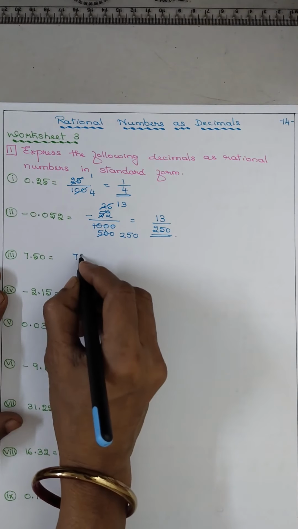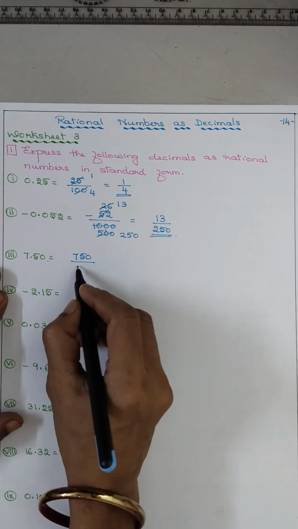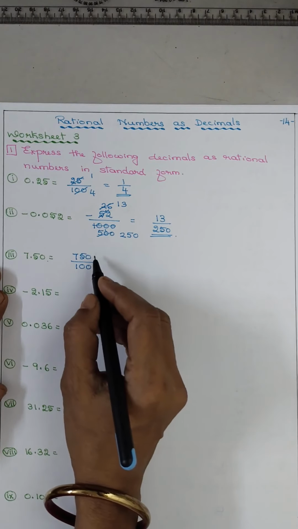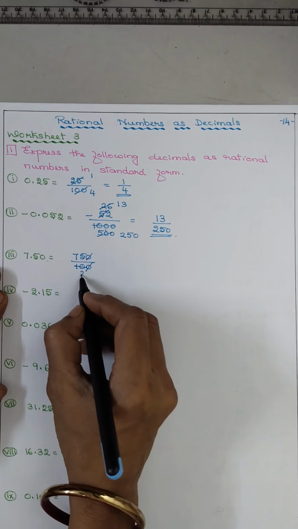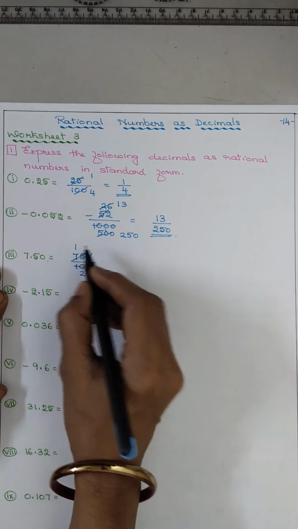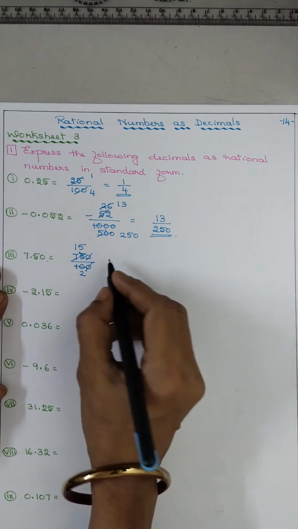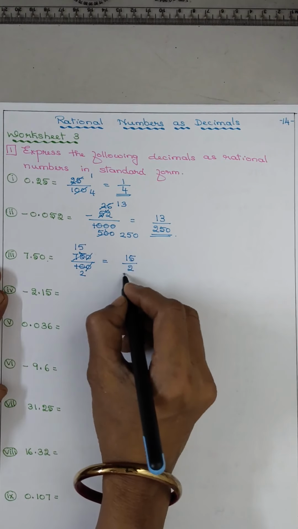Now 7.50. 750 in the numerator, 2 decimals, so 2 zeros, that is 100. It is 1 0, 1 0 cut. 5 2s are, 5 1s are 5, 2 remains, 5 5s are 25. So the answer is 15 by 2.